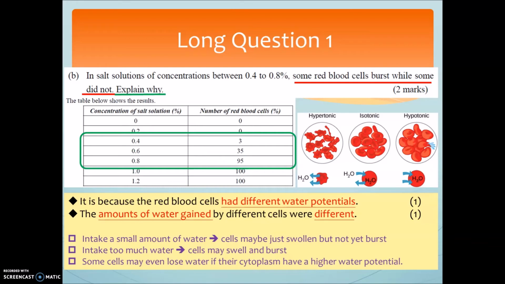So that's why don't narrow your mind to think that, yeah, I put the cells in the hypotonic solution, so all of them will burst. When we talk about all or most or some, with these adjectives we need to be very, very careful. Maybe most of them burst, but maybe not all.